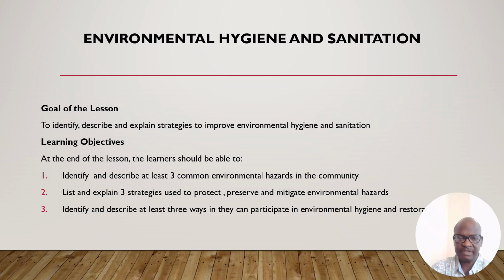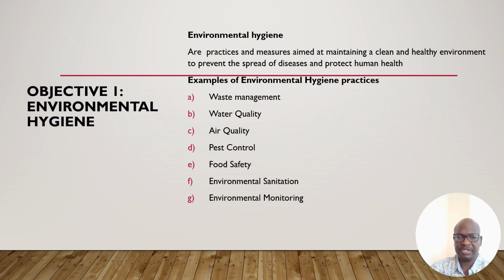I have three objectives that we need to achieve at the end of the lesson. The first one is to identify and describe at least three common environmental hazards that we as a community face. Two is to list and explain three strategies used to protect, preserve, and mitigate environmental hazards. And three is to identify and describe at least three ways in which members of the community can participate in environmental hygiene and restoration.